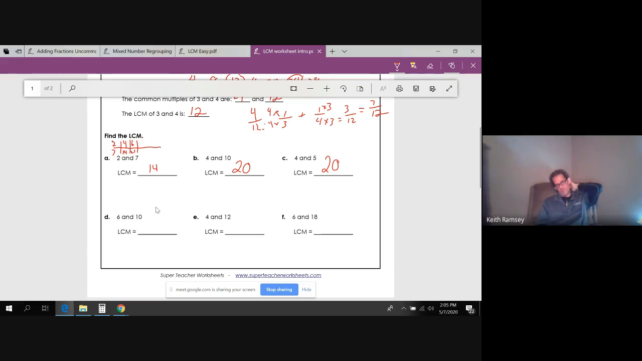If I listed my multiples for 6, I'd have 6, 12, 18, 24, 30. And for 10, I'd have 10, 20, 30. 30 is my first one. That's my least common multiple. So I'd write down 30.